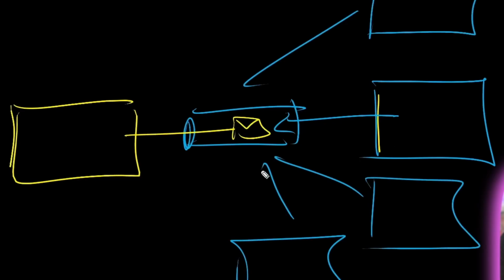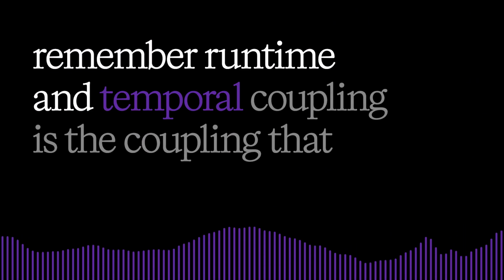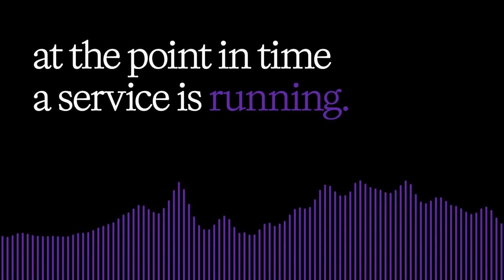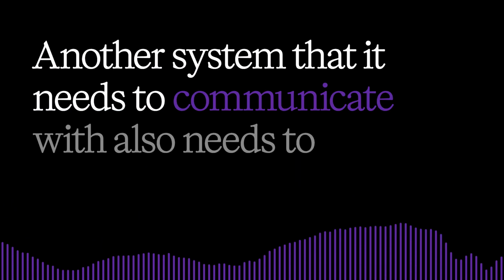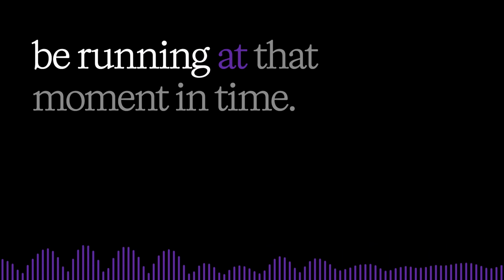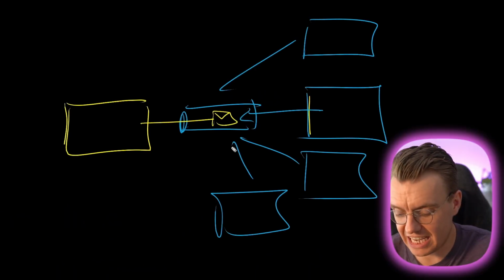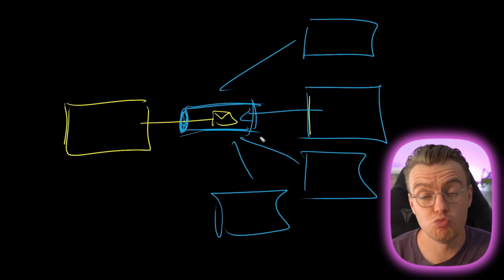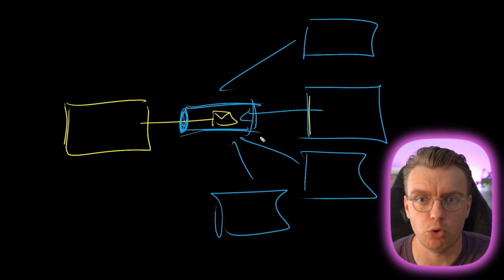same message. This setup, whilst it does reduce runtime and temporal coupling, and remember, runtime and temporal coupling is the coupling that at the point in time a service is running, another system that it needs to communicate with also needs to be running at that moment in time. Prioritizing this asynchronous communication where you've got this transport layer in the middle really reduces that runtime and temporal coupling.